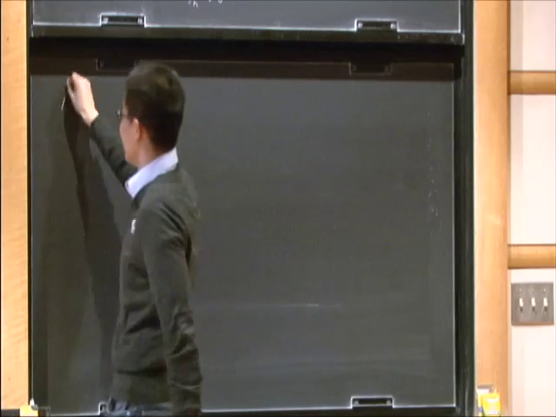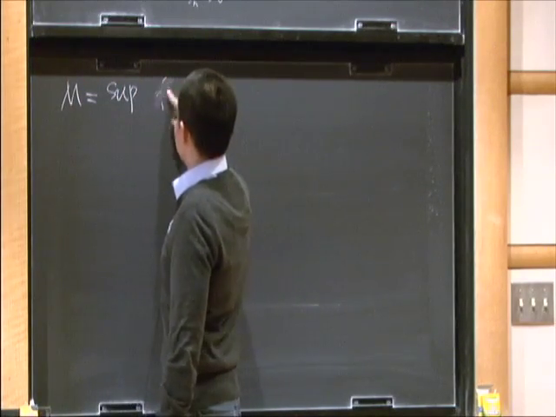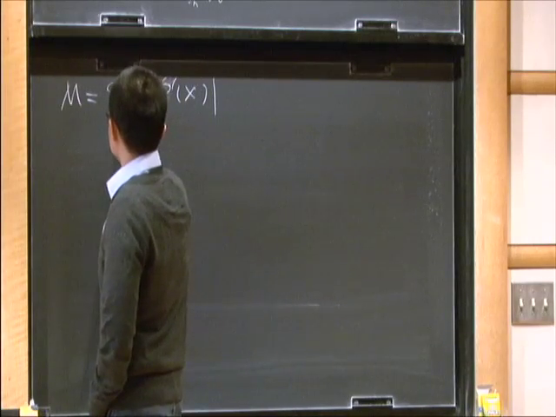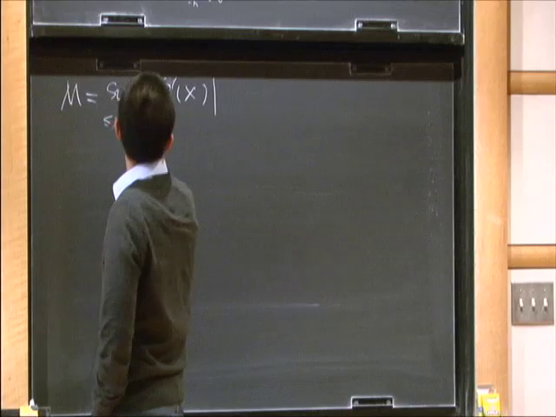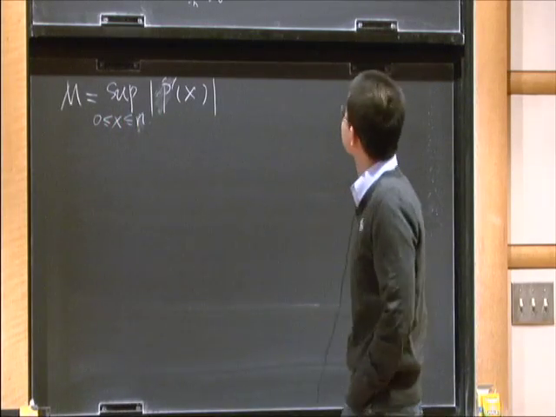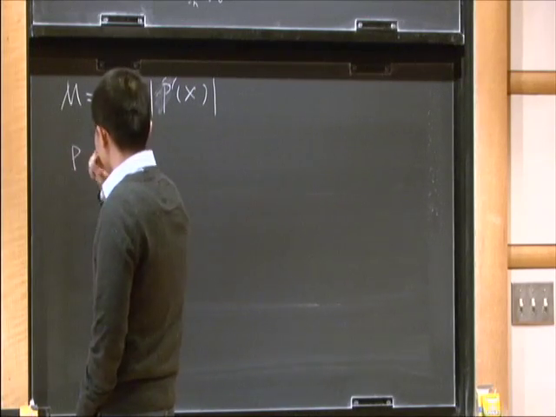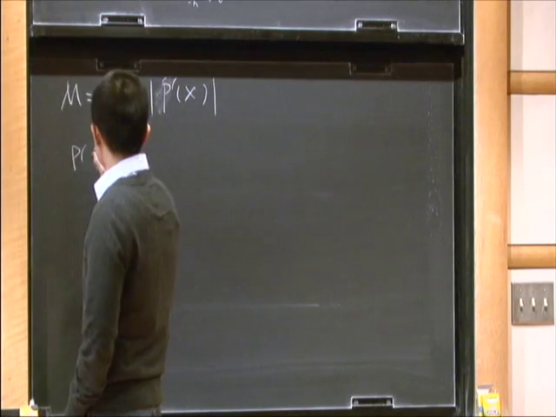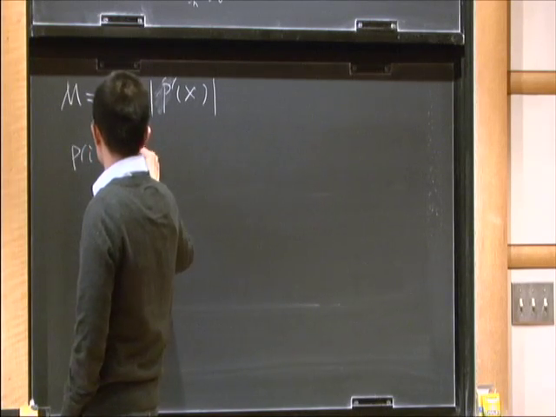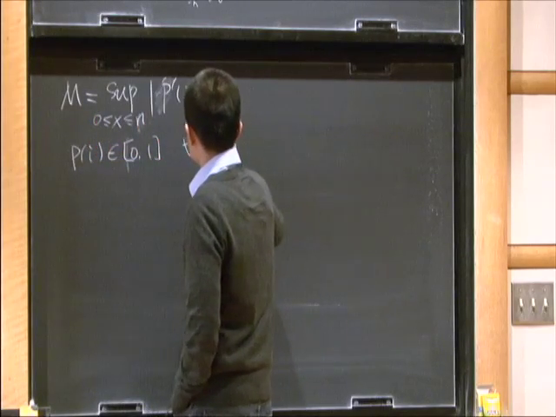So now let's assume M is equal to the supremum of P prime of S, where S is between, let's say, 0 and n, for example. And since we know that P of I is always between 0 and 1, for any integer I.